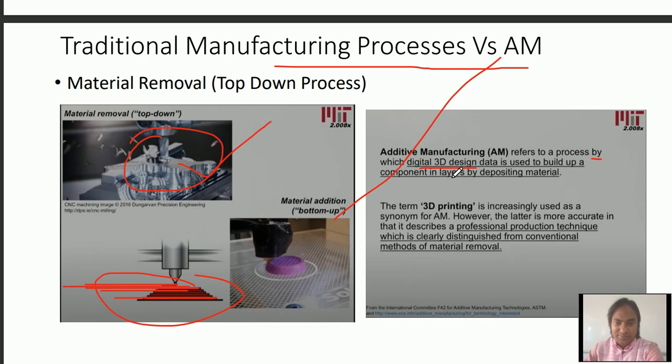Additive manufacturing refers to the process by which digital 3D design data is used to build up a component in layers by depositing material. The term 3D printing is increasingly used as a synonym for additive manufacturing. However, the latter is more accurate in that it describes a professional production technique which clearly distinguishes it from the conventional method of material removal. So instead of saying 3D printing, we can call it additive manufacturing.